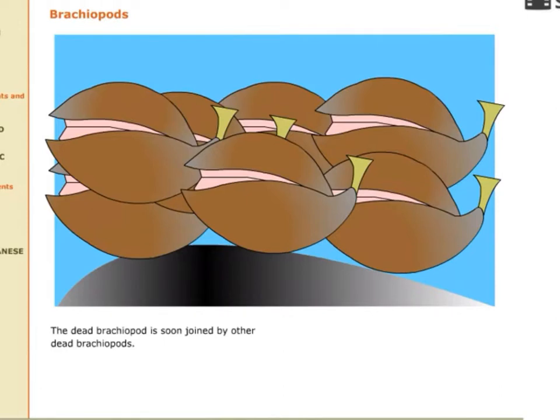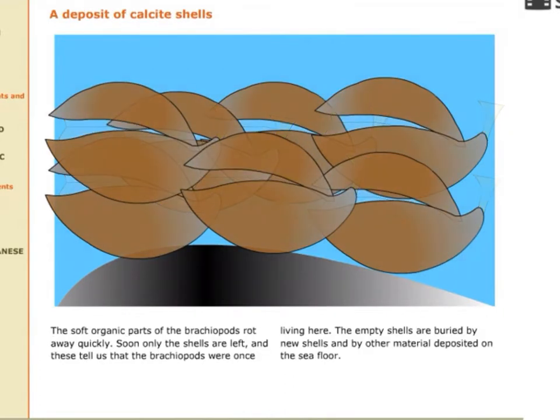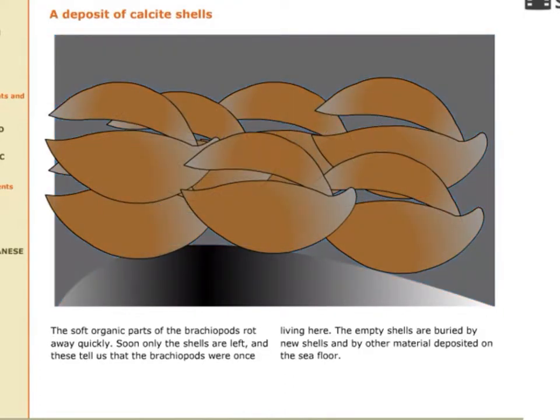So what happens next is that soft tissue actually is going to rot away. And all it's going to leave are these shells. So notice we've still got those 2 layers of these brachiopod shells that are made of calcite. They're really strong because they absorbed all those minerals throughout its life. All right, so now let's continue to watch.